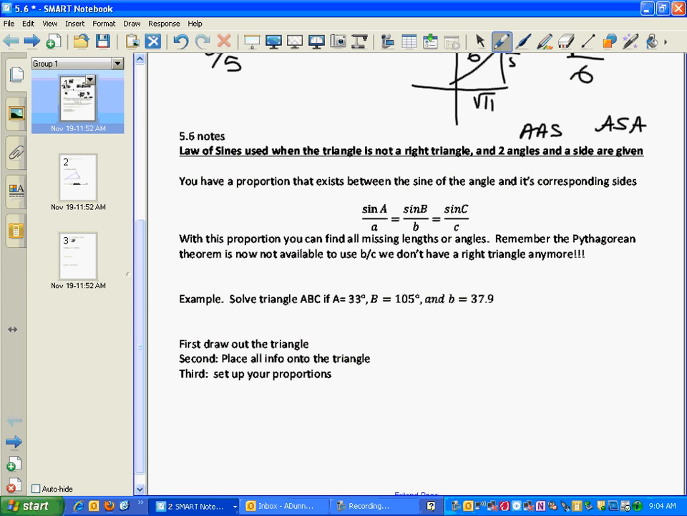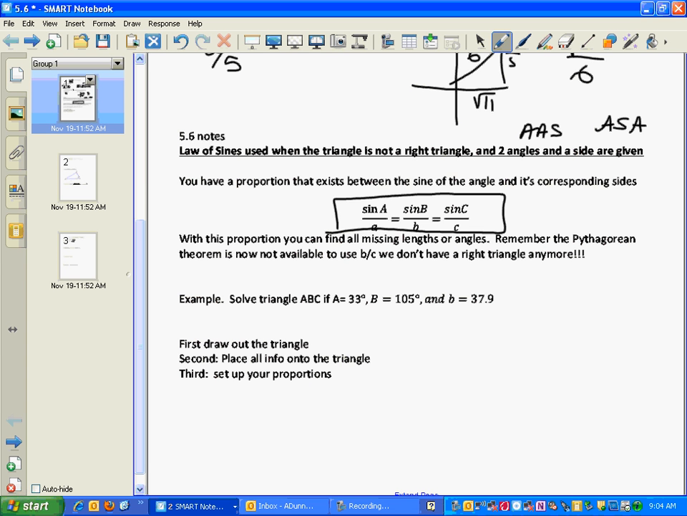What's really nice is what they found out was that if you took the sine of angle A and divided it by the length of side A, it was going to be the same as the sine of angle B divided by side B, and the sine of angle C divided by side C. So this is your formula that you want to memorize. The proportion of the angle, the sine of the angle over the corresponding side is going to be congruent no matter which angle you're choosing.